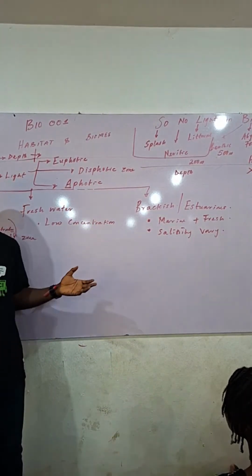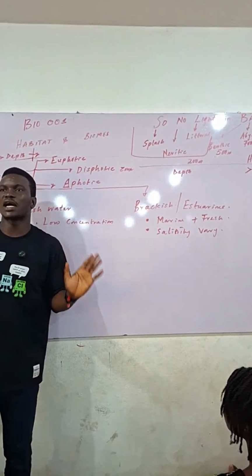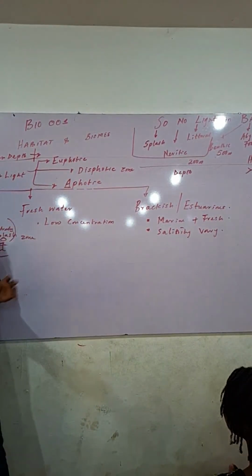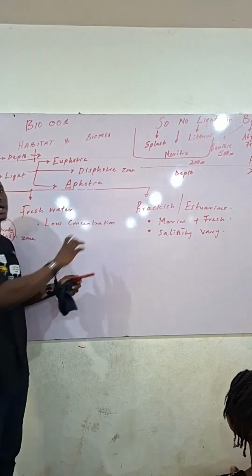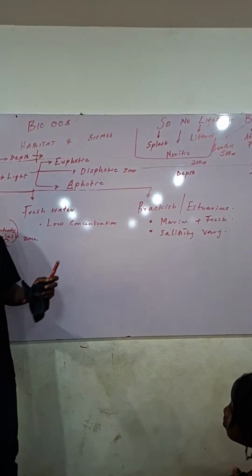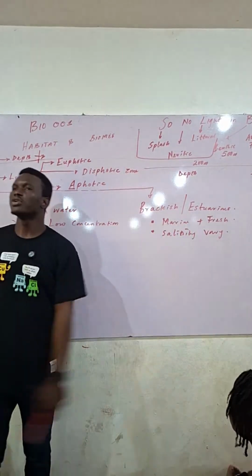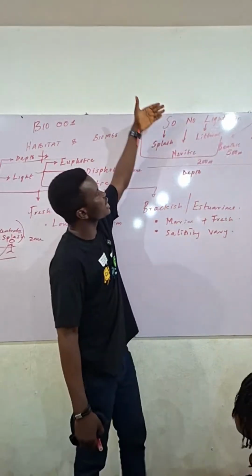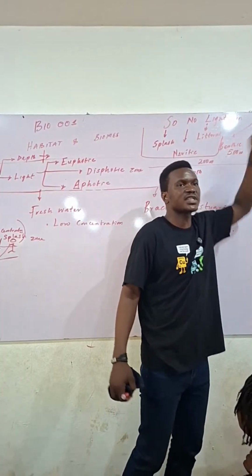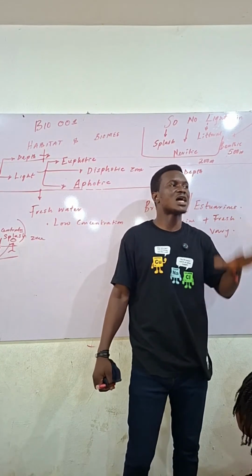So the aphotic zone is where there is no light at all. That one is the deepest part, and it's dark. So you usually have consumers and decomposers around here majorly. You can have consumers here too. Are you following? So based on depth, how many zones do we have? 1, 2, 3, 4, 5, 6. So based on depth, the deepest part is the benthic zone.